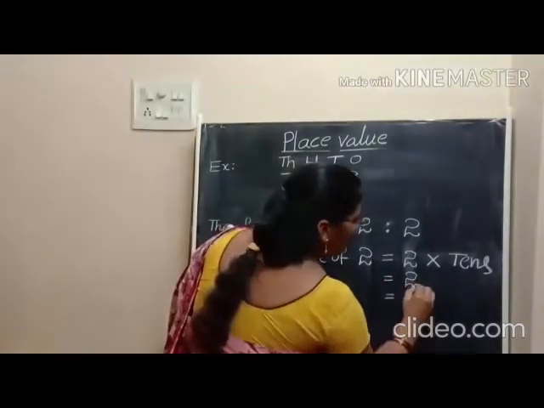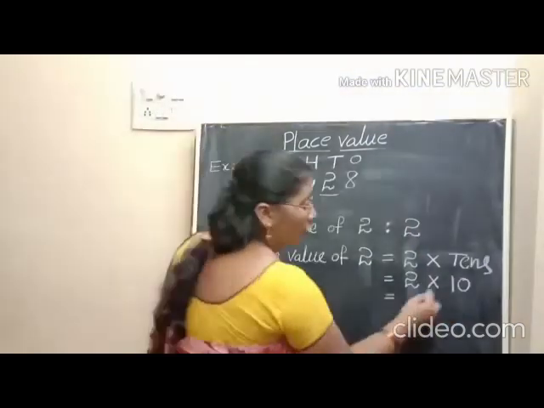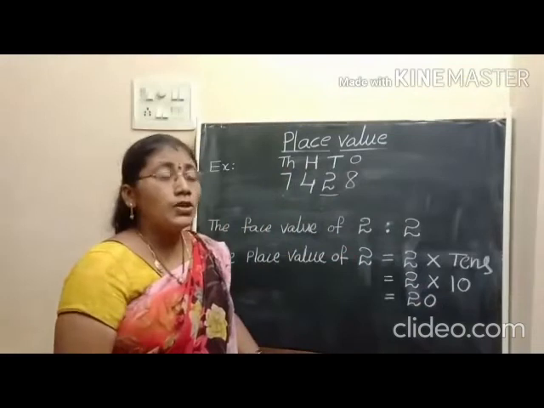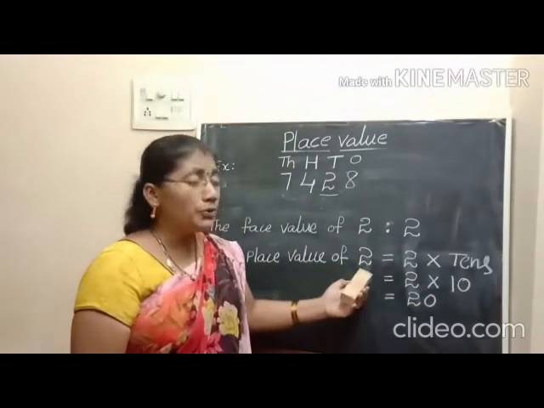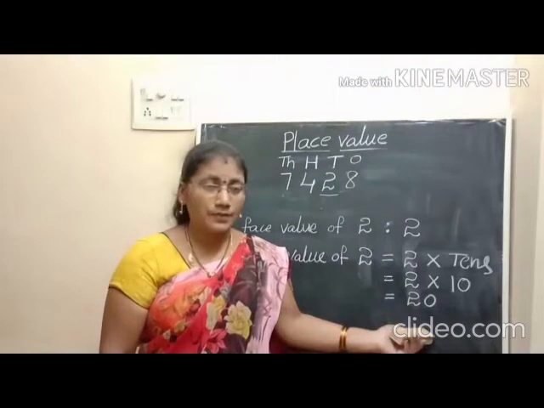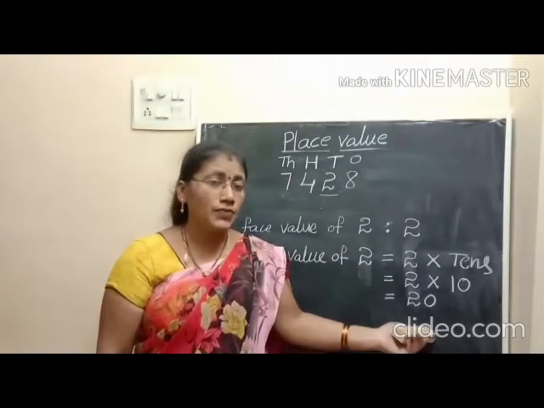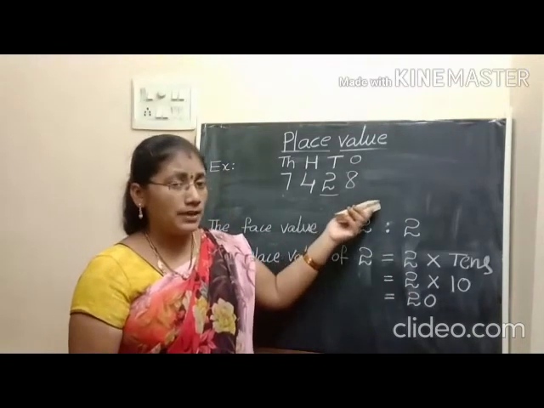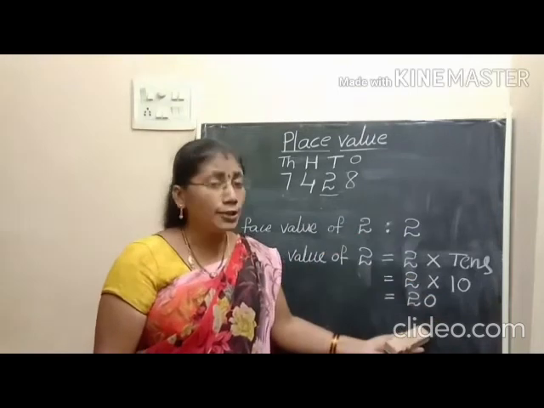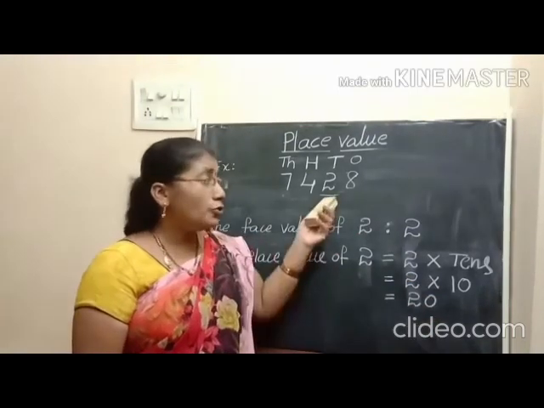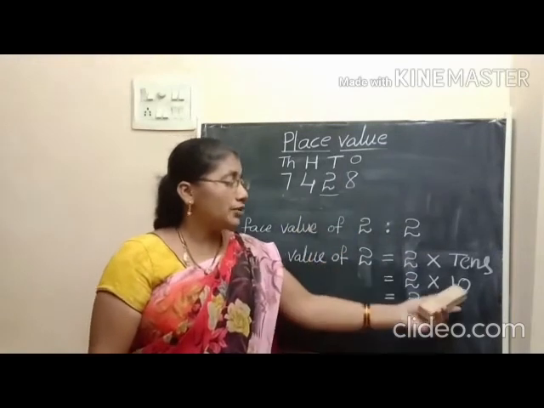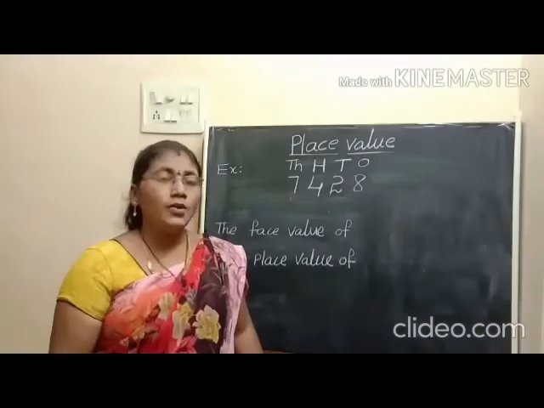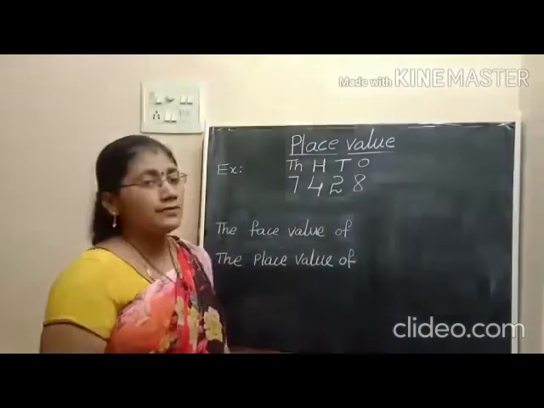By taking the product, we get 20. So, the place value of 2 is 20. If 2 is in ones place, then we get only 2. But now 2 is in tens place, so 2 into 10, 20. Understood? Now, I am going to take the digit 4.